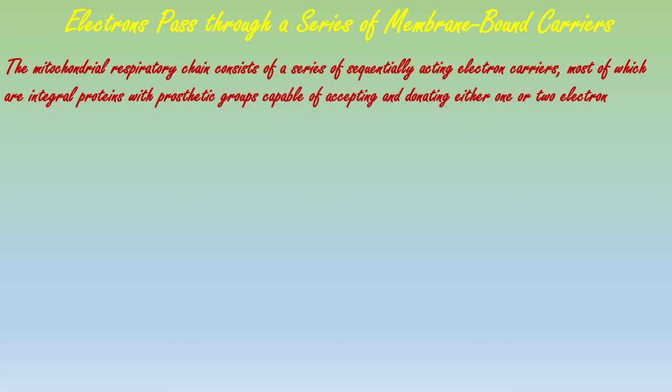So let us study the electron transport chain and its components. Electrons pass through a series of membrane-bound carriers. The mitochondrial respiratory chain consists of a series of sequentially acting electron carriers, most of which are integral proteins with prosthetic groups capable of accepting and donating either one or two electrons. These are the components of the electron transport chain. Let us take the example of NADH dehydrogenase.